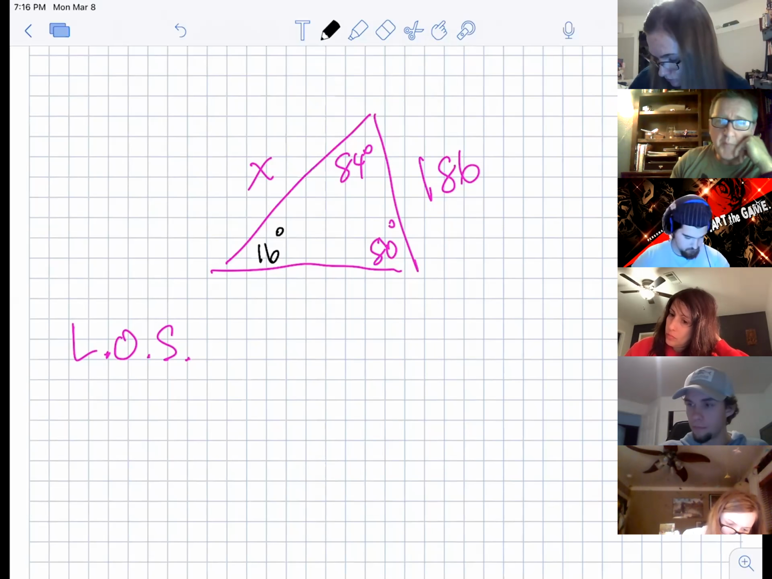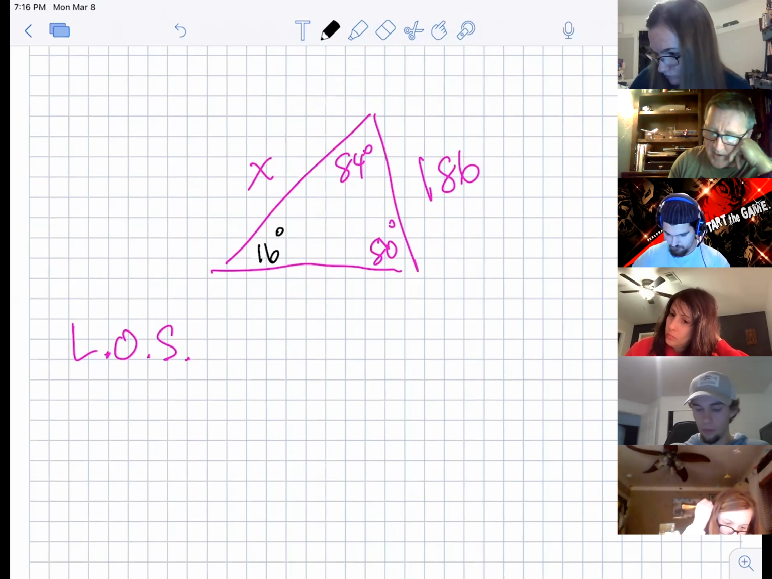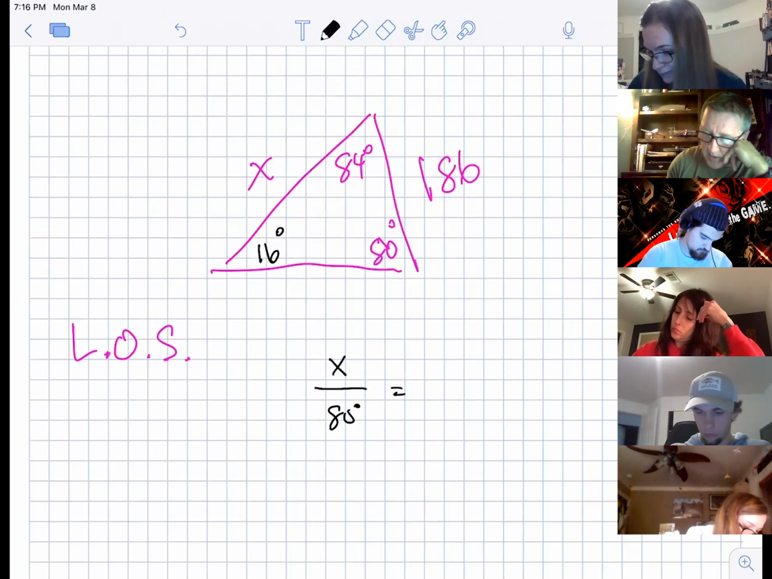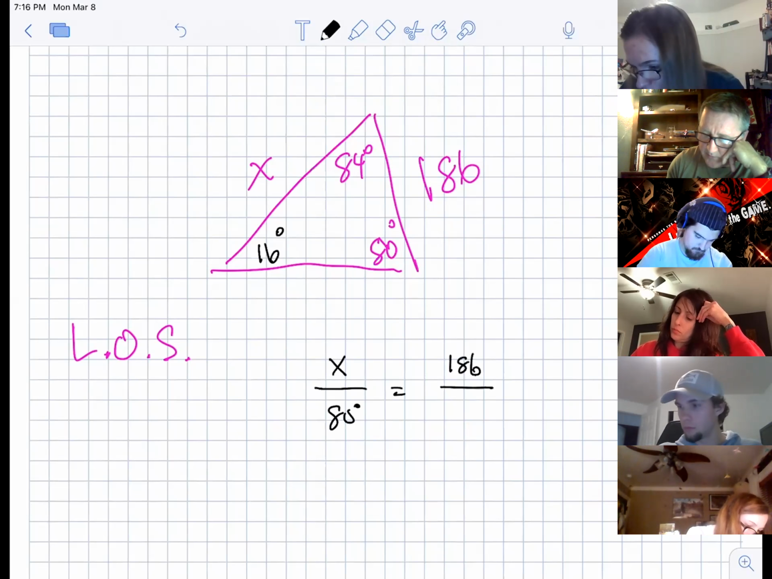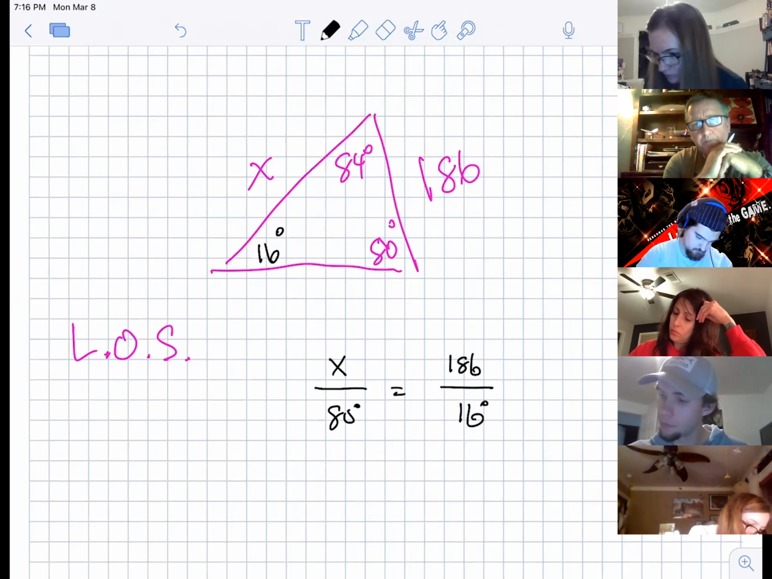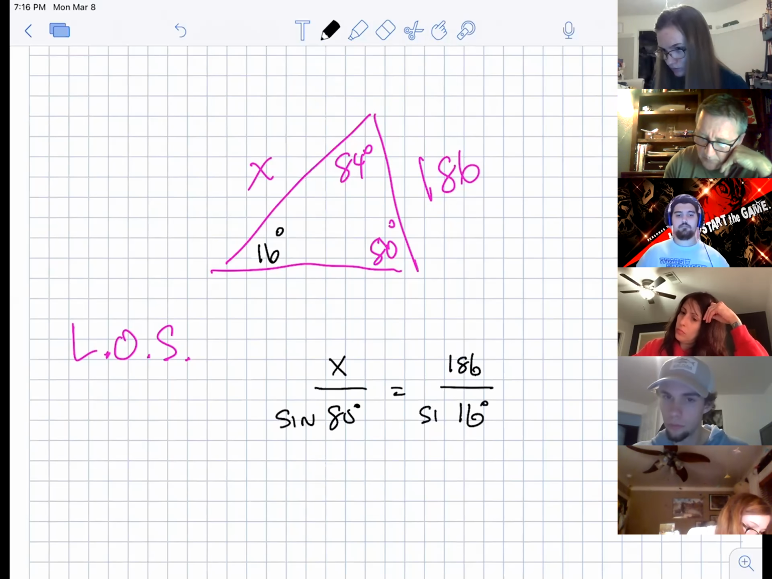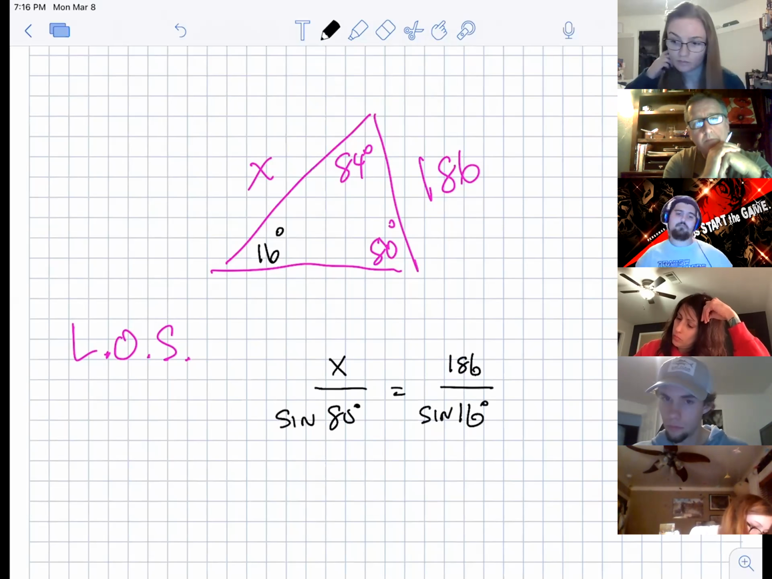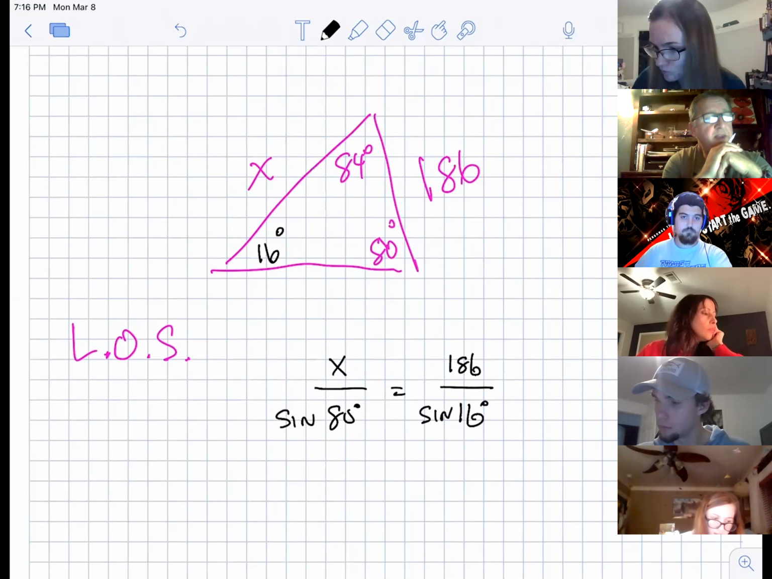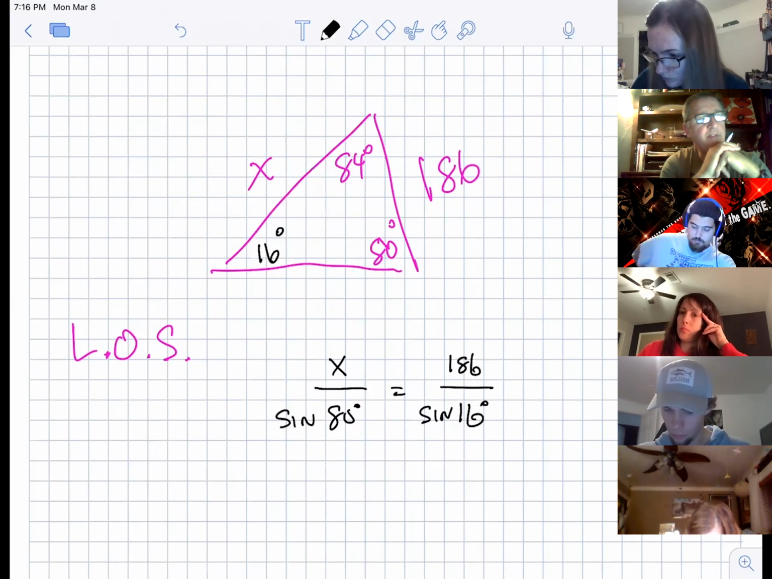Notice it's almost like a proportion. Let me write this down. You could say X is to 80 degrees what 186 is to 16 degrees. That's like a proportion, except that's not true unless you add sine to it. Now it's true. But X has to be across from 80. And again, you could have done that upside down. I could have put the sines on top and the lengths on the bottom.